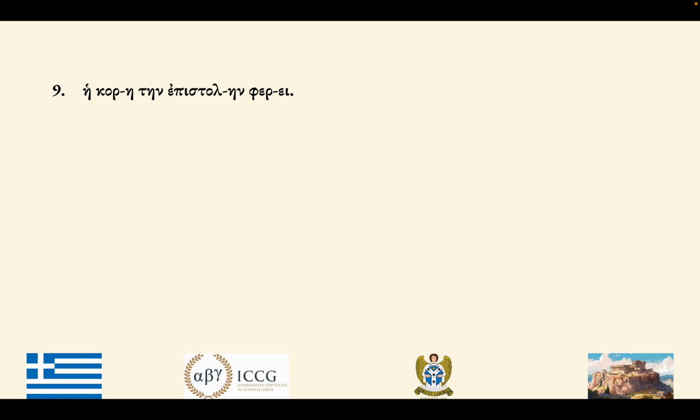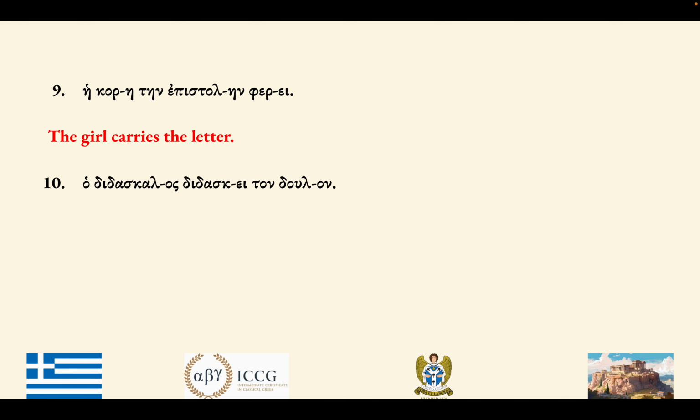And then number 9, he kore, the girl. Now this time for the verb, you have to go to the end. Fere, carries. And then the object is ten epistolen, the letter. And then finally, ho didaskalos, the teacher. Didaske, teaches. Ton doulon, the slave.